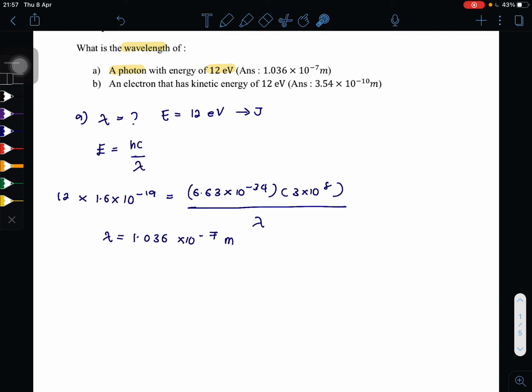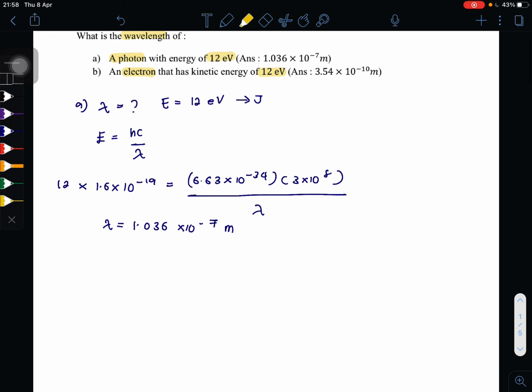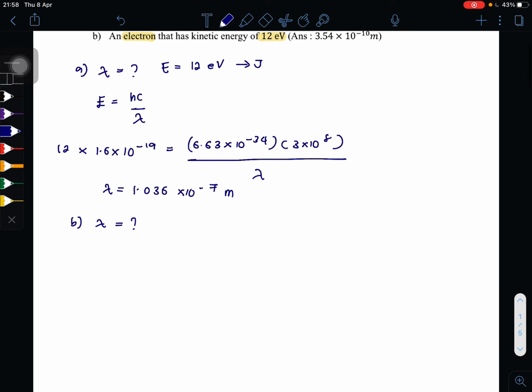Next one, calculate the wavelength of an electron that has kinetic energy 12 electron volts. So now we have an electron and it has kinetic energy 12 electron volt. So still the same, we need to find the lambda. Since we are given the kinetic energy 12 electron volt, in order to find lambda, lambda is equal to h over mv.